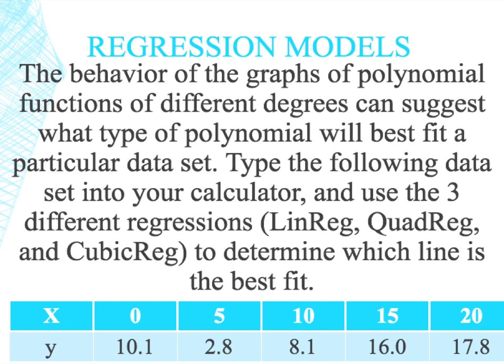Type the following data set into your calculator and use the three different regressions, linreg, quadreg, and cubic reg, to determine which line is the best fit. Now, just as a reminder, to be able to type this information in, you would go to, on your calculator, stat, enter, because that's edit. You may need to clear out your list, so you hover over L1 and L2 and press clear, enter, and then you type in your information. So that's what I'm doing now.